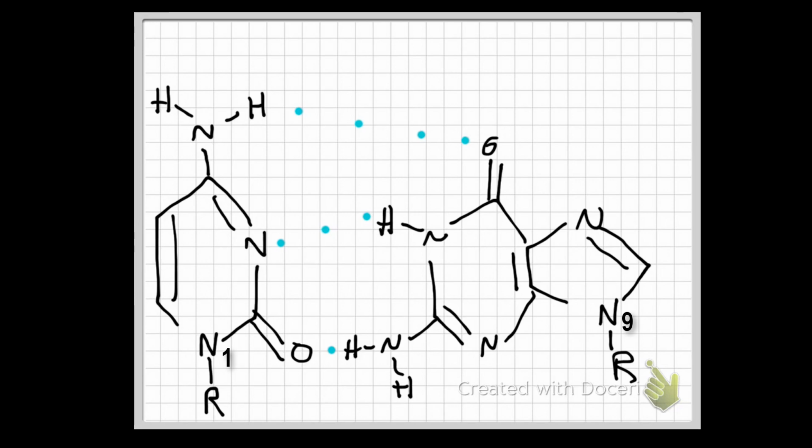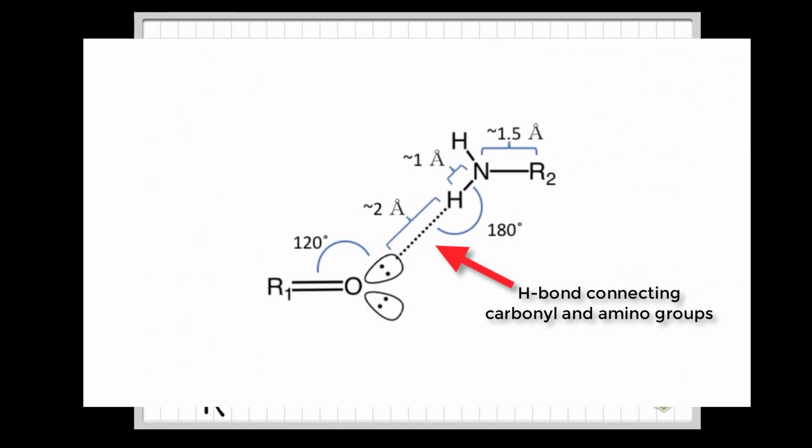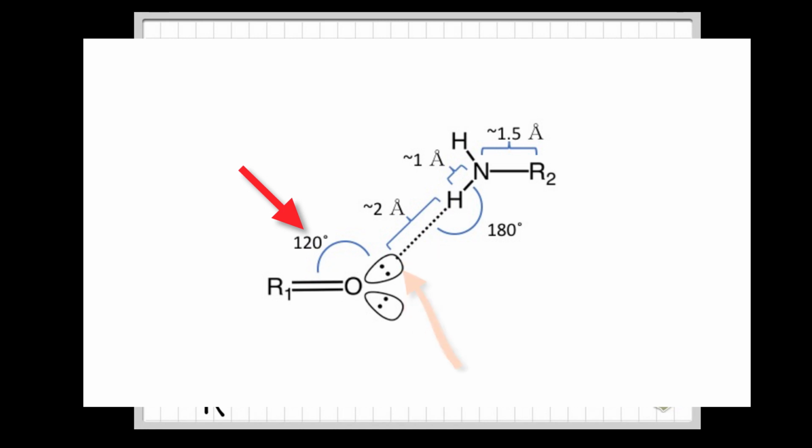To appreciate this, we need to look more closely at what makes a good H-bond. So here we see a carbonyl group and an amino group connected via a hydrogen bond. In this optimal H-bond, we see that the angle between the covalent bond and the H-bond is 120 degrees. And that's because the non-bonding electrons are located in two sp2 hybrid orbitals that are separated from the double bond by approximately 120 degrees.